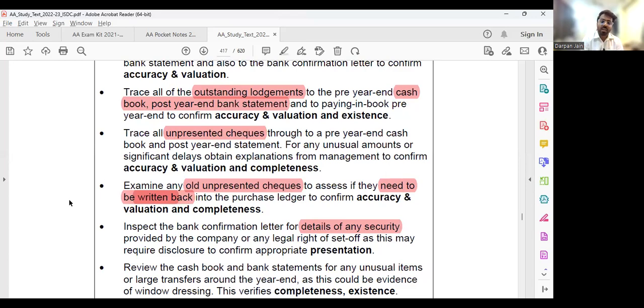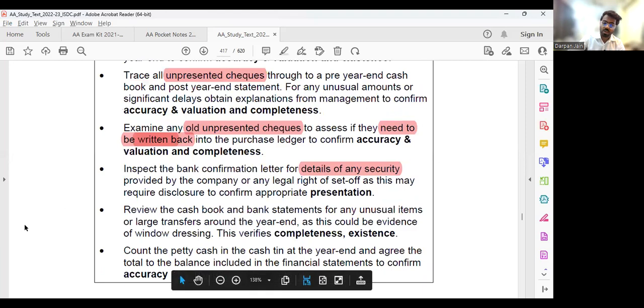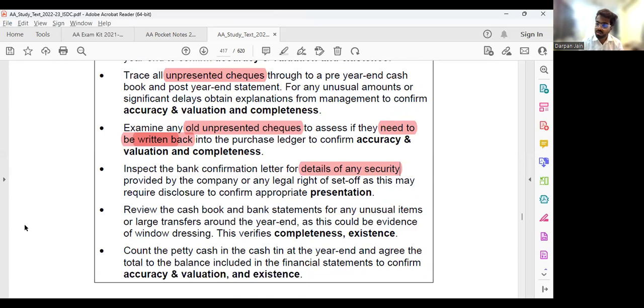Next, you will inspect the bank confirmation letter for details of any security given. Has the company given any security to this banker? Like a loan. When you take a loan, will the banker give you the loan for free? No, the banker will ask you for some security, like your house building or your furniture and fixture or your plant and machinery or your factory building. They are going to ask you to provide these properties as security. If it's a small loan, then small security will be enough.